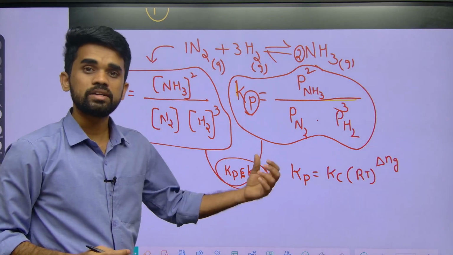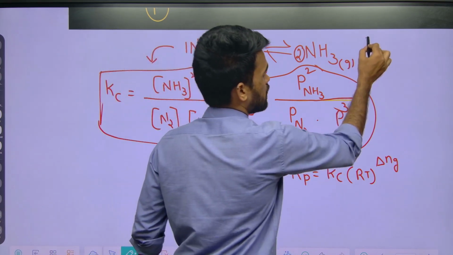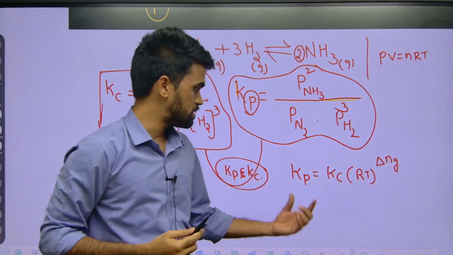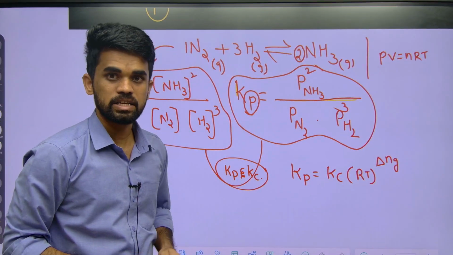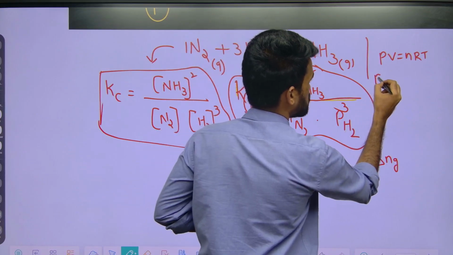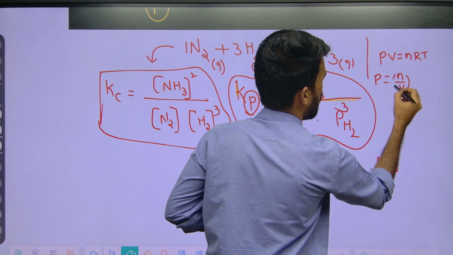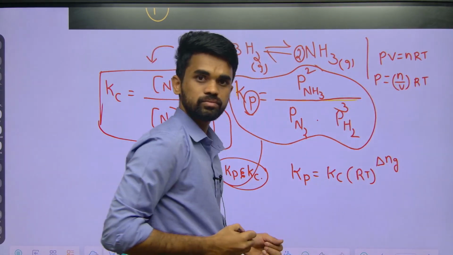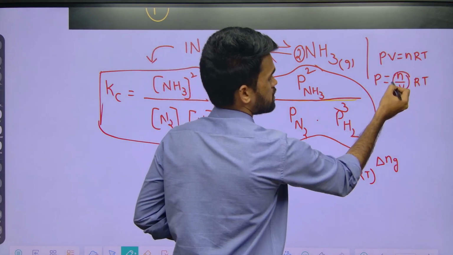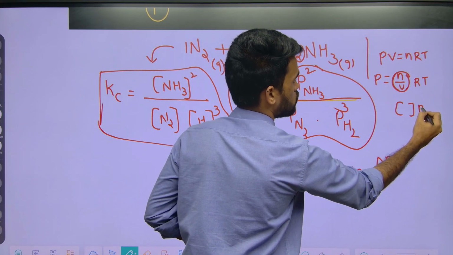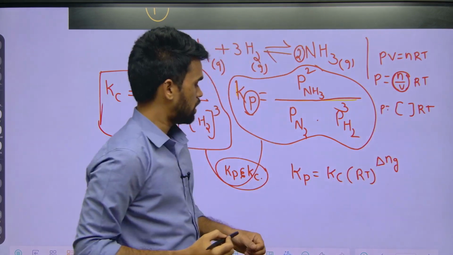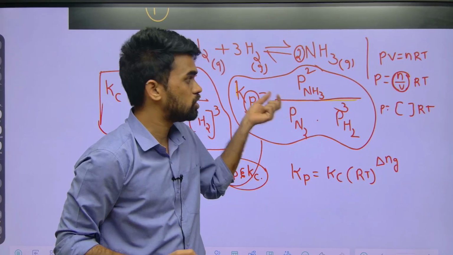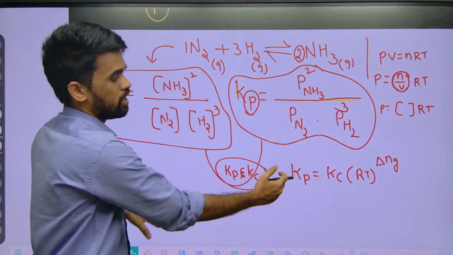Why and how did we get this equation? If you are aware of the ideal gas equation, PV equals nRT, then you can derive this equation. From that, partial pressure P equals n by V into RT. So n by V is nothing but concentration, the square bracket indication, into RT. Wherever I have P, I can use the square bracket, that is concentration, into RT. By simplifying that we get this equation.